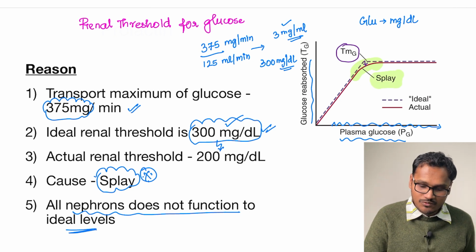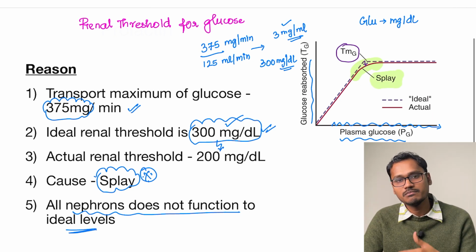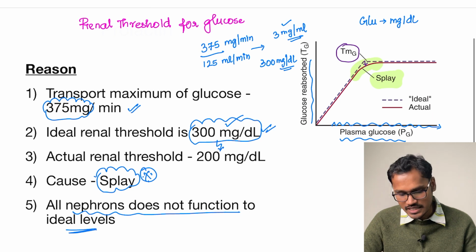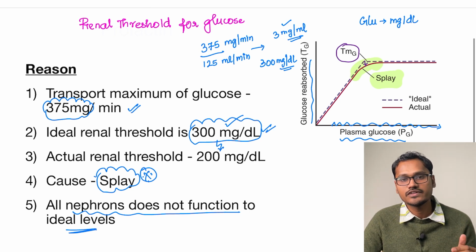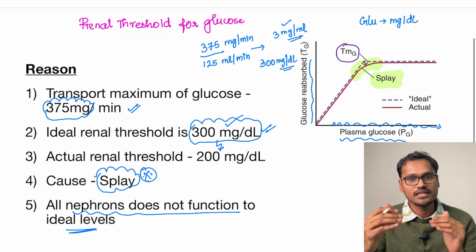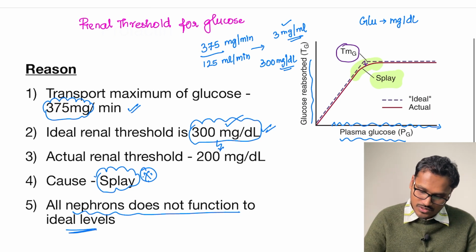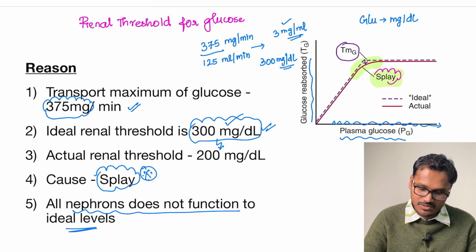So if you have to say in one word why glucose appears before the renal threshold is reached, it is just because of the concept of splay. There is a difference between the original level and the actual level. That is called the concept of splay.